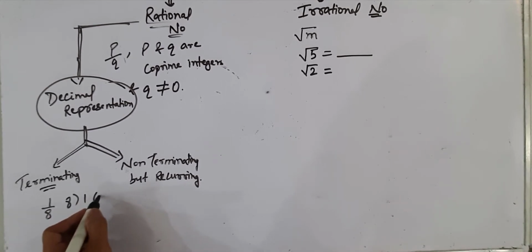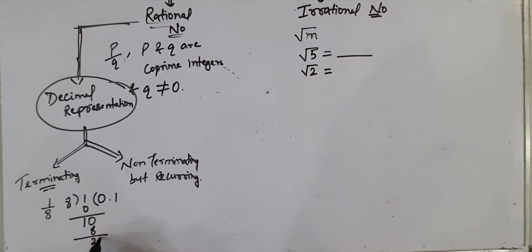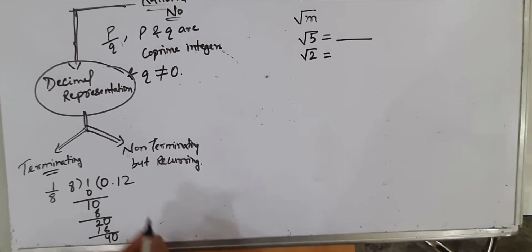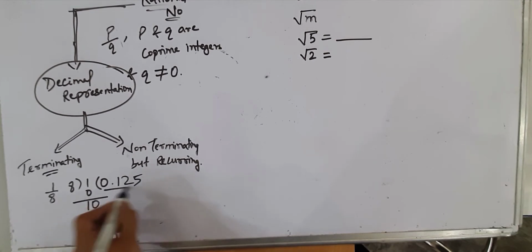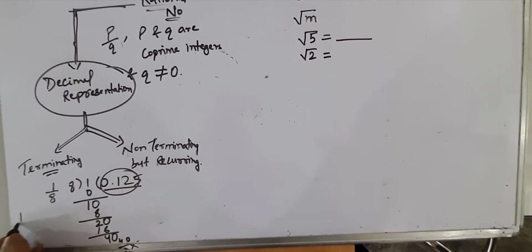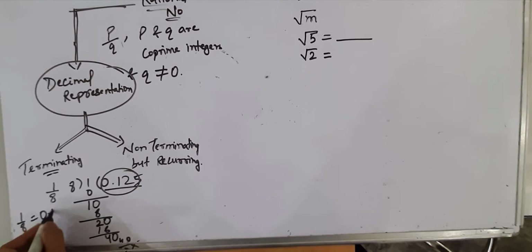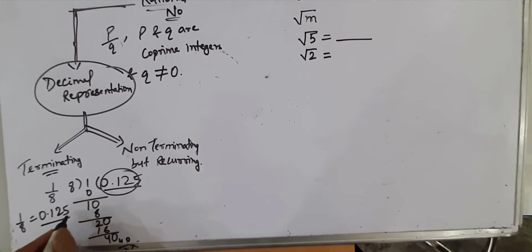Here 8 zeros are 0, then the remainder will be 1. On putting the decimal we will get 0 here. 8 ones are 8, remainder is 2, again 0. 8 twos are 16, remainder is 4, then 0. Then it will be 8 fives are 40. So here we see that 1 upon 8 comes to 0.125. So the value is terminated here. At 5 it is terminated.